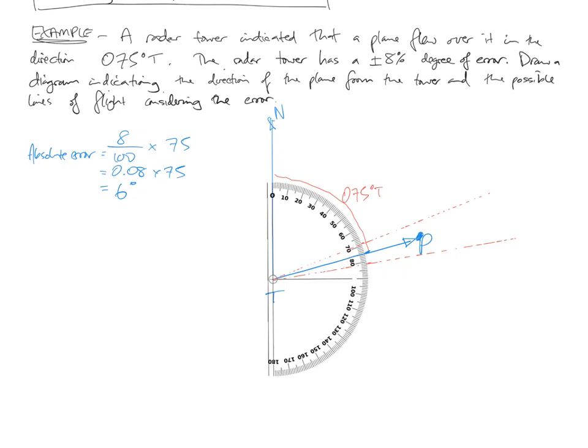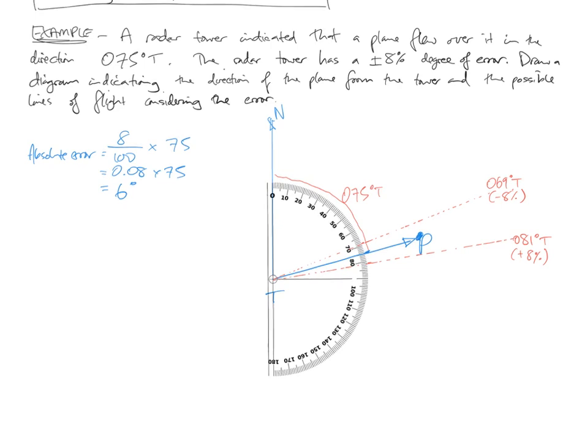So you could indicate that by going, this one is 081 degrees true, plus 8%. And this one is 069 degrees true, that's minus 8%. So that is showing how you indicate or take into account the effect of error.